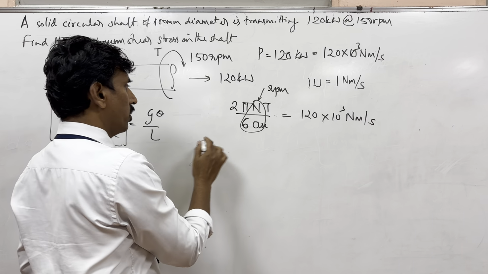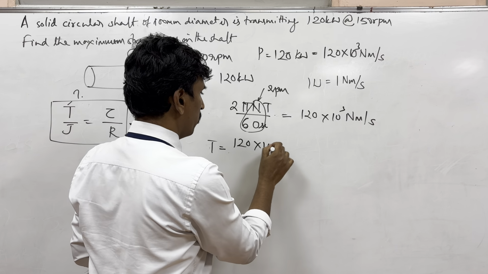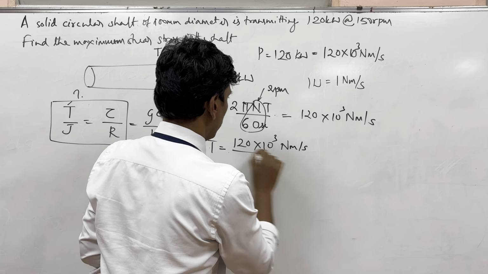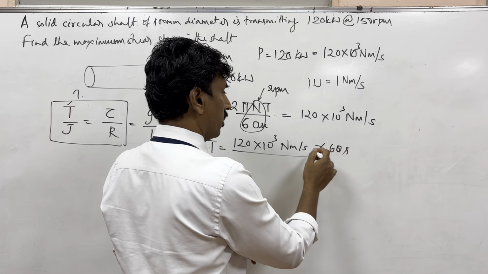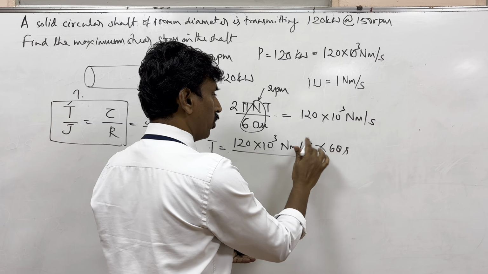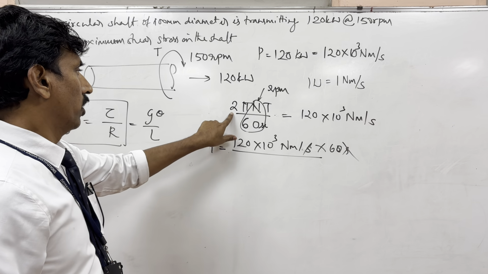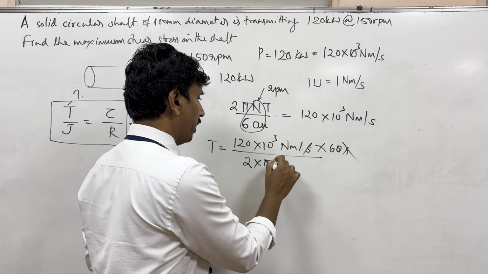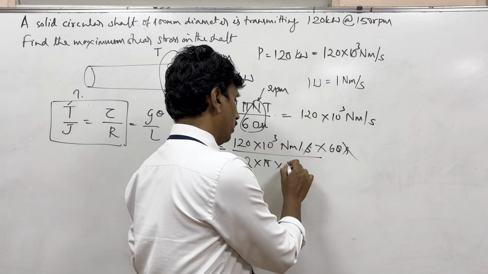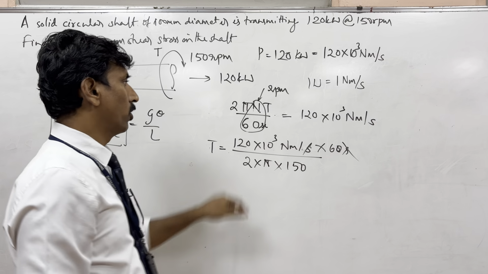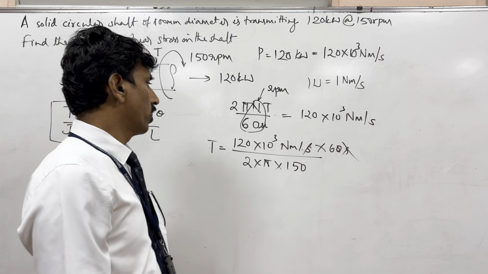So let us substitute these values here. T is equal to 120 into 10 to the power of 3 Newton meter per second, and the 60 seconds goes upwards. Seconds and seconds get cancelled here. Then the 2 pi comes below, and N comes below, which is 150 rpm. So 2 pi N is coming below and the 60 goes above. So this is how it is.